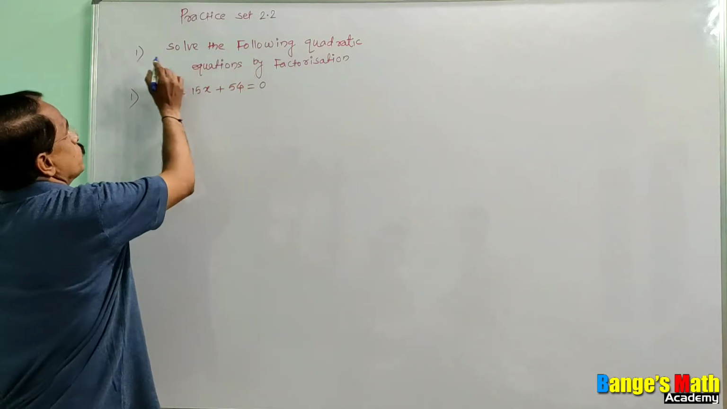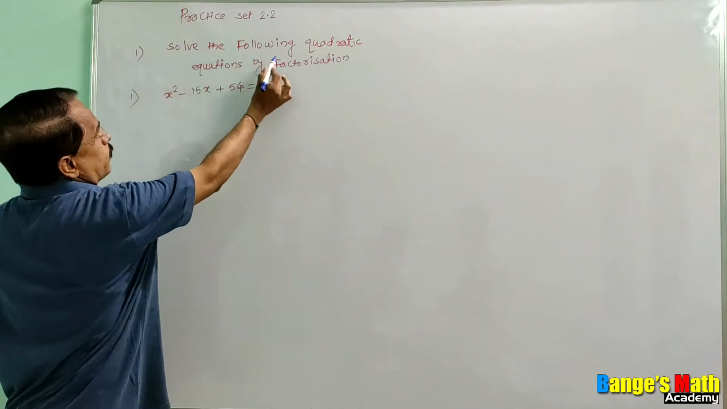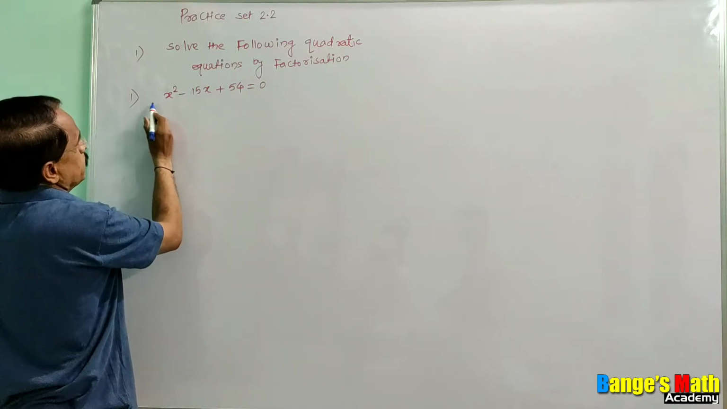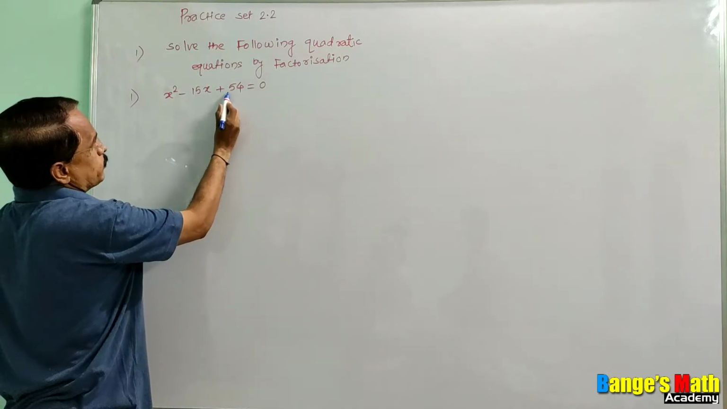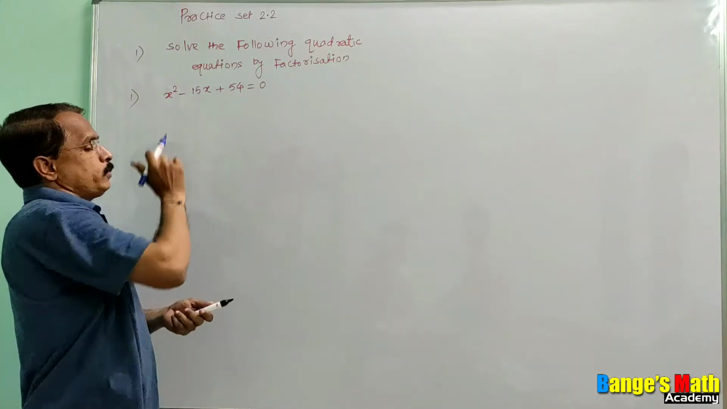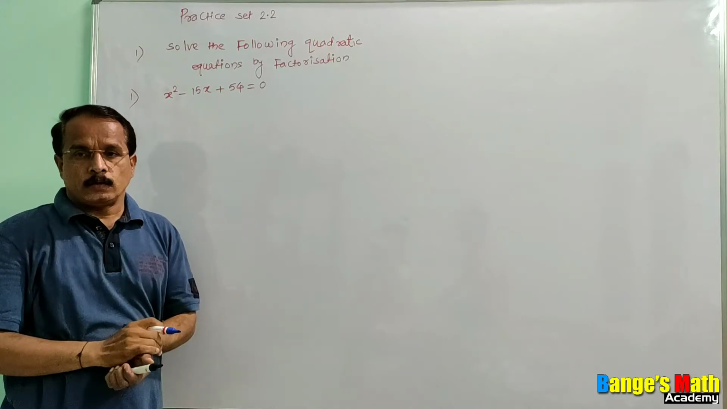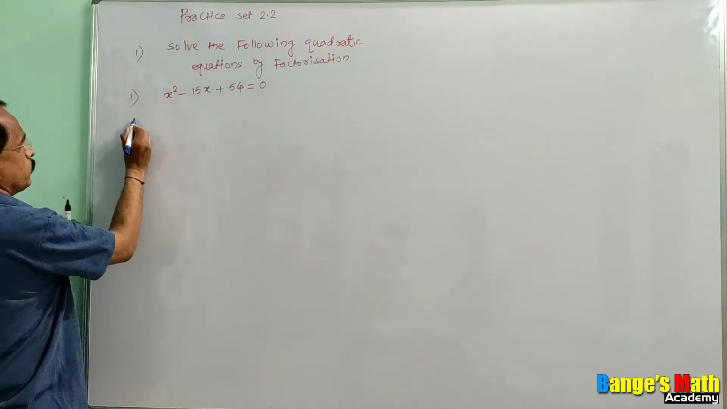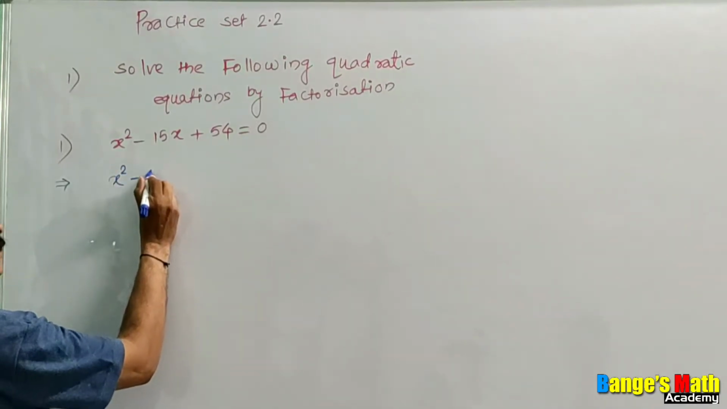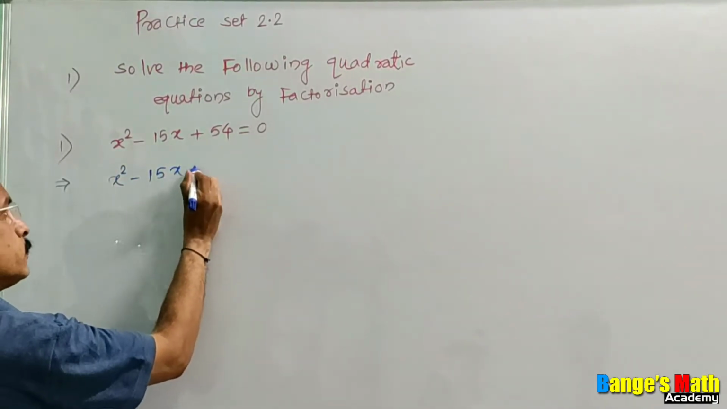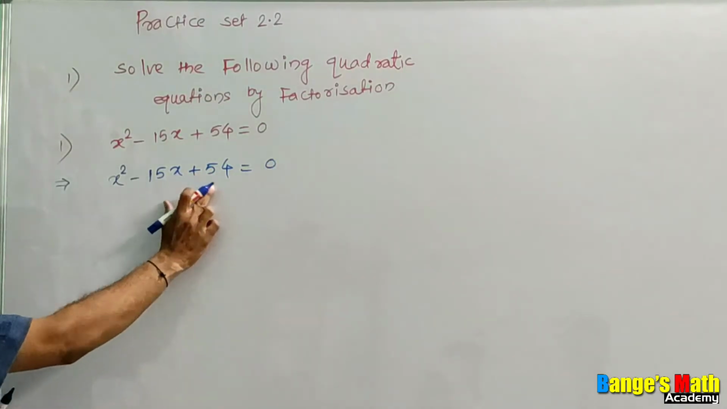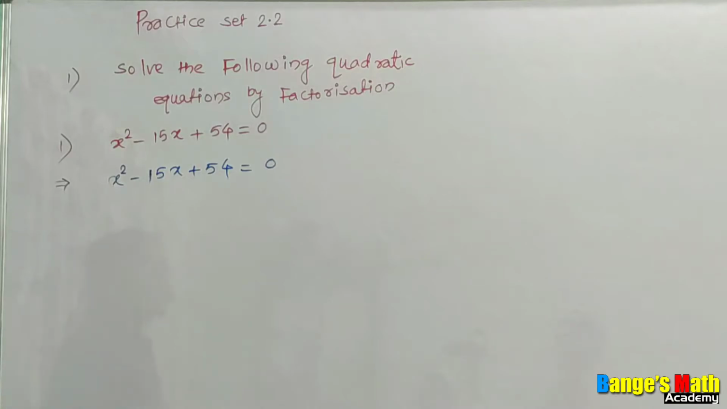Practice set 2.2. Question first, solve the following quadratic equations by factorization. First example, x square minus 15x plus 54 is equal to 0. We have to solve given quadratic equation by factorization method. So first of all, write down given example as it is. x square minus 15x plus 54 is equal to 0.